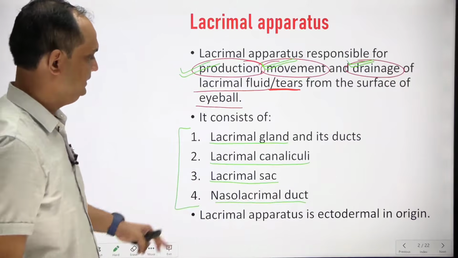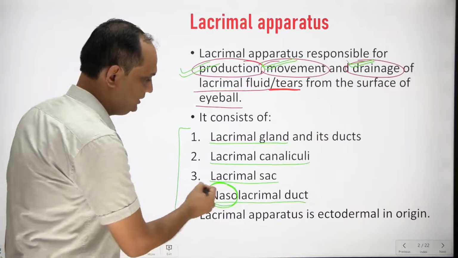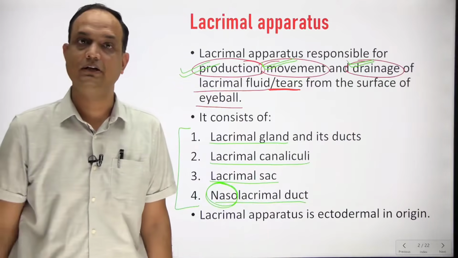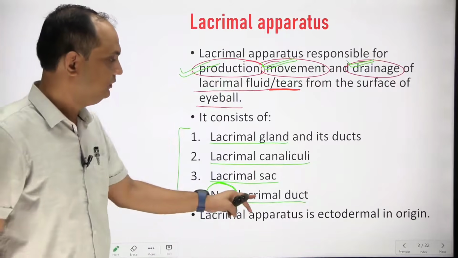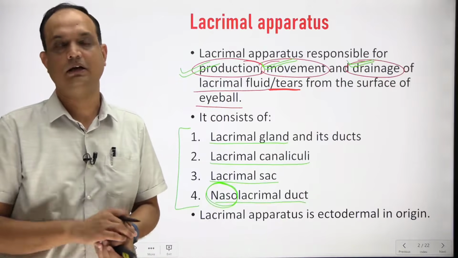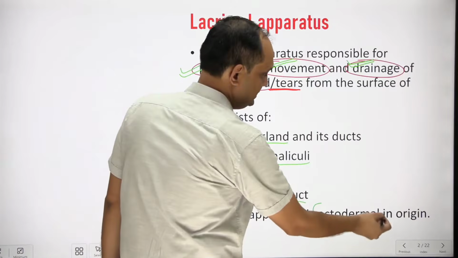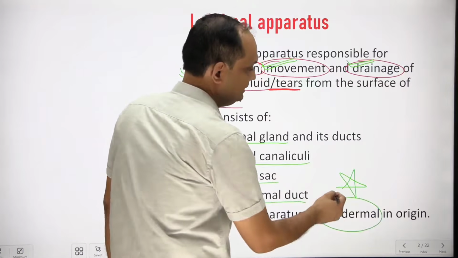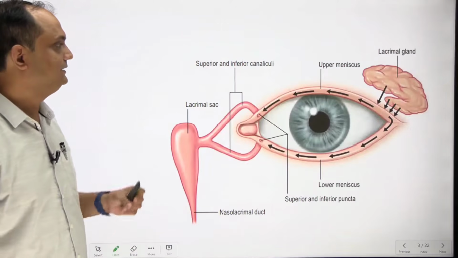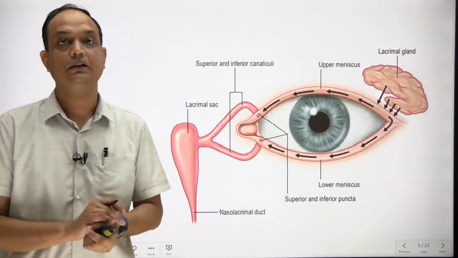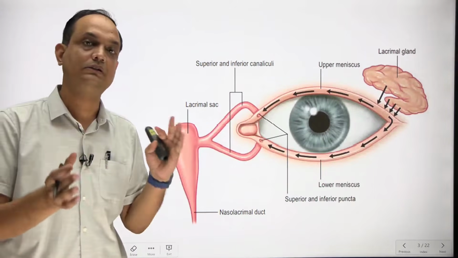Now here if you will see, this is actually the duct that will take the secretions into the nasal cavity from the lacrimal area. That's why it is known as nasolacrimal duct. Now the another important thing is that this lacrimal apparatus is ectodermal in origin. This is the question of your exam. Clear? Now the next thing is that when you will see the orientation of lacrimal apparatus, how it is located.